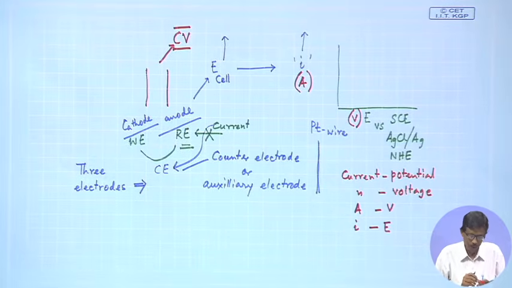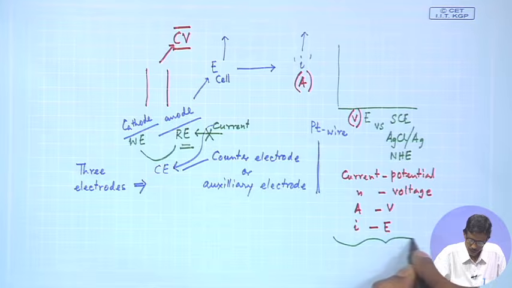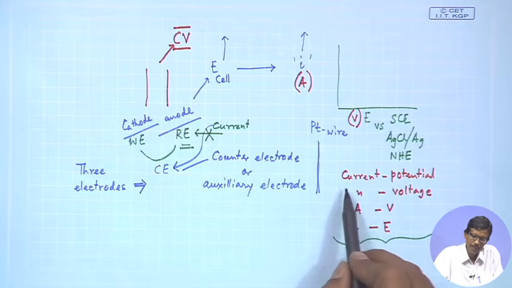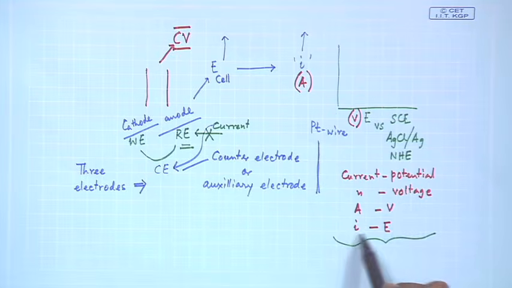So, these are the names for your CV. We can have these plots. Anything can be asked to you, so you should be very careful at this point that it is the current potential plot, current voltage plot, AV plot, and the corresponding IE plot.